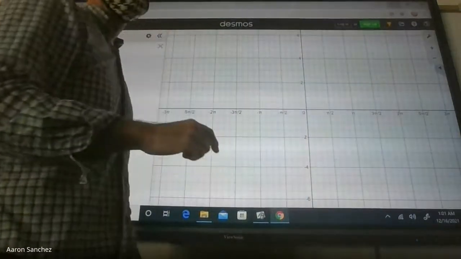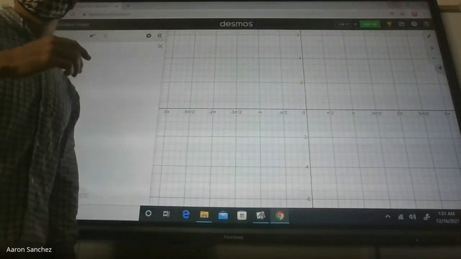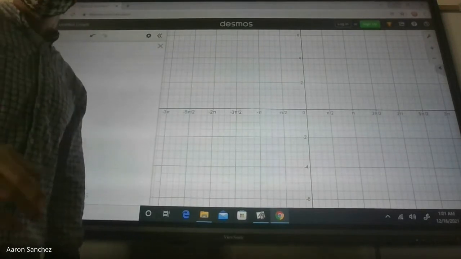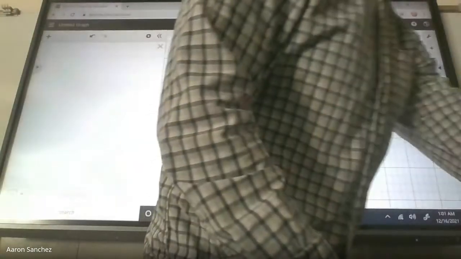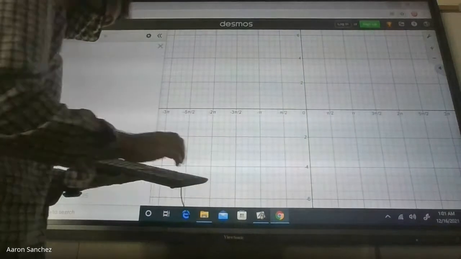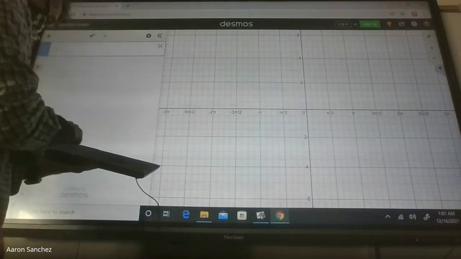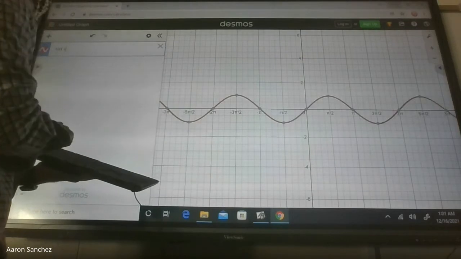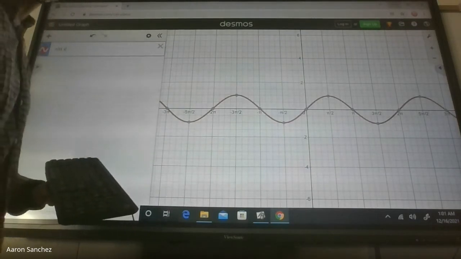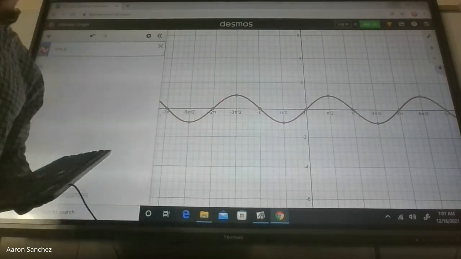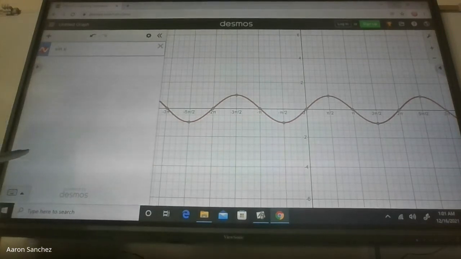Okay. So let's do sine x. So type in just sine x. I think if you just type the word sine, it'll work. S-I-N-X. There you go. Boom. You guys see it? Okay, you guys get the sine x there?